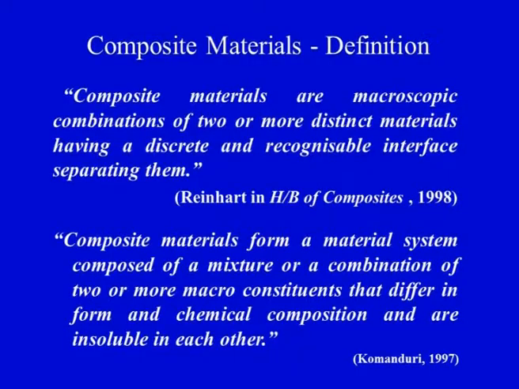The definition was covered in one of the important lectures on module 5, in which we have seen the different types of composite materials. As the definition goes, composite materials are macroscopic combinations of 2 or more distinct materials having a discrete and recognizable interface separating them. So, a composite is basically made up of two macro constituents which are combined together and mechanically mixed so that they have a recognizable interface separating the matrix from the reinforcement.